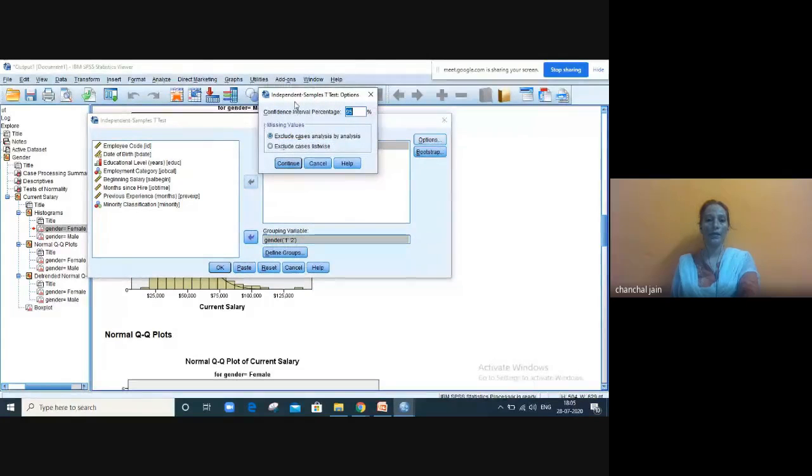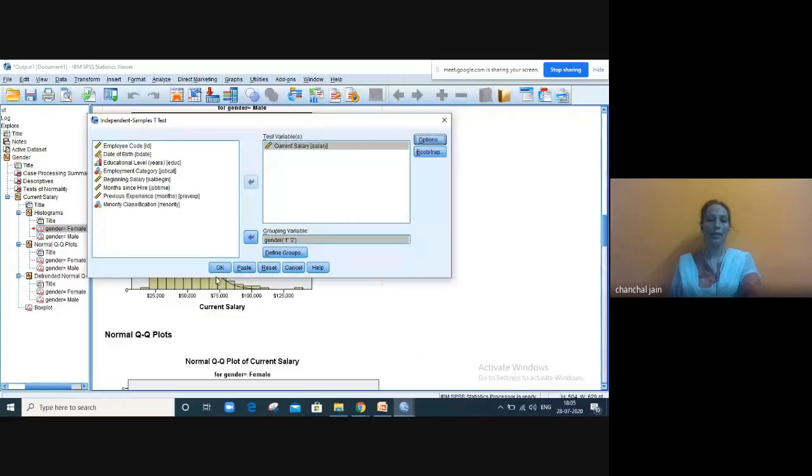Here you can check the confidence interval percentage, which is 95% by default in SPSS. If you want to make any changes, for example if you want to check your hypothesis at a 1% level of significance, you can make your confidence level 99%. So it's totally up to you. There is a facility to make changes in this value, and you can enter a value from your keyboard, but I am okay with 95%. So I'm not making any changes here, just clicking on continue and then OK.